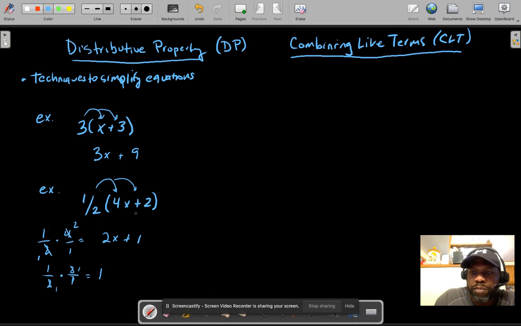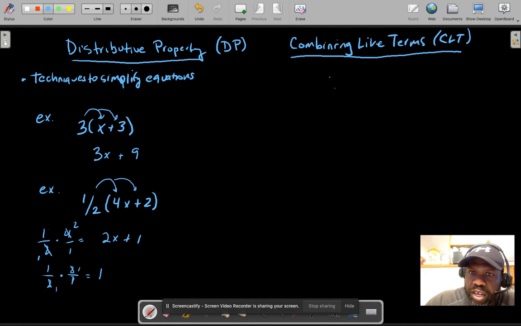Okay, so we're going to be using a little bit of that, and we're also going to be using some of our combining like terms techniques as well to simplify equations. So the easiest way to remember this is always that the properties of each monomial within the expression have to be the same. Okay, so you can combine them.